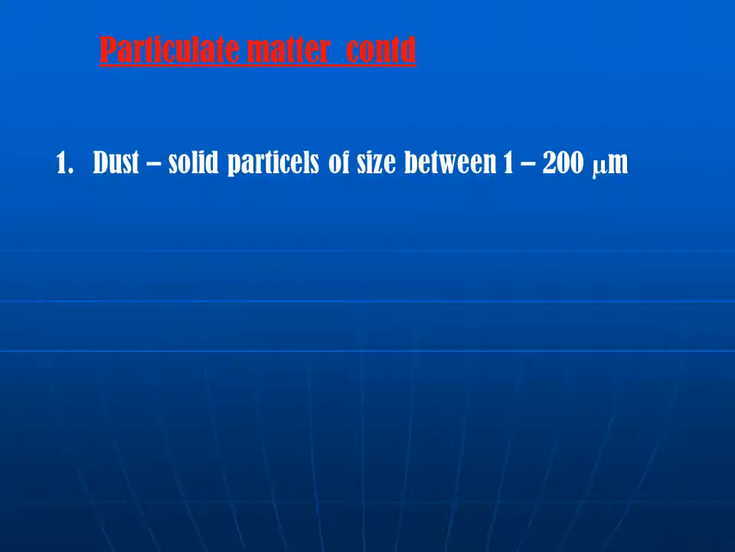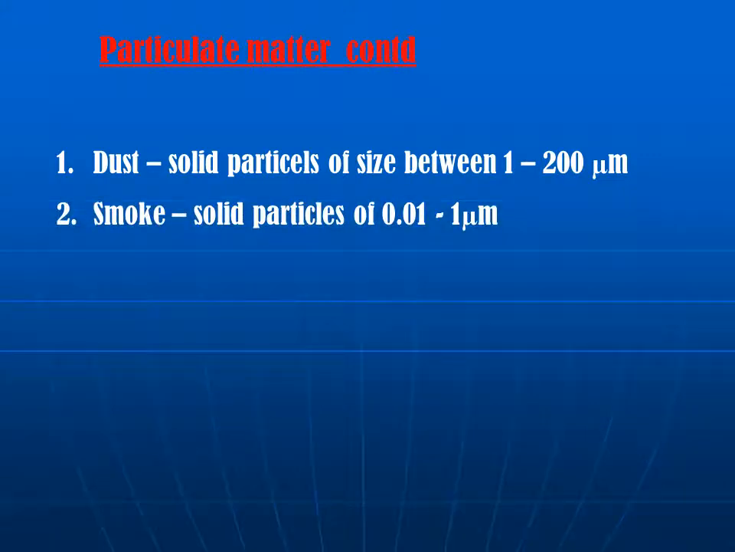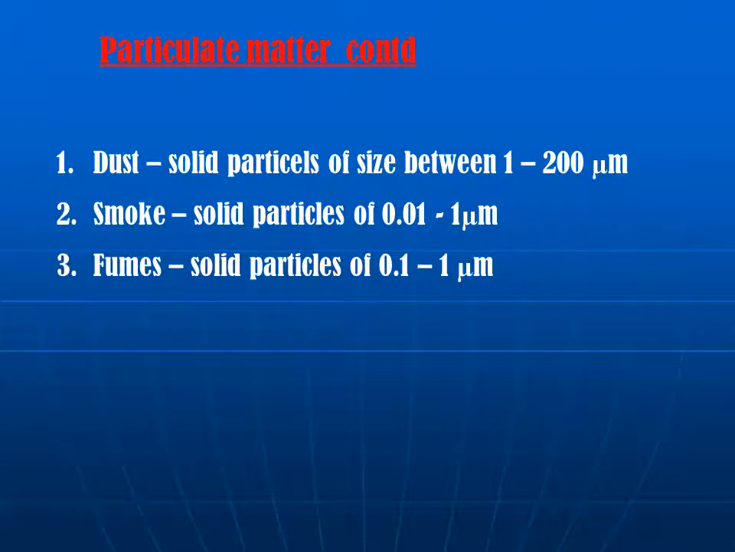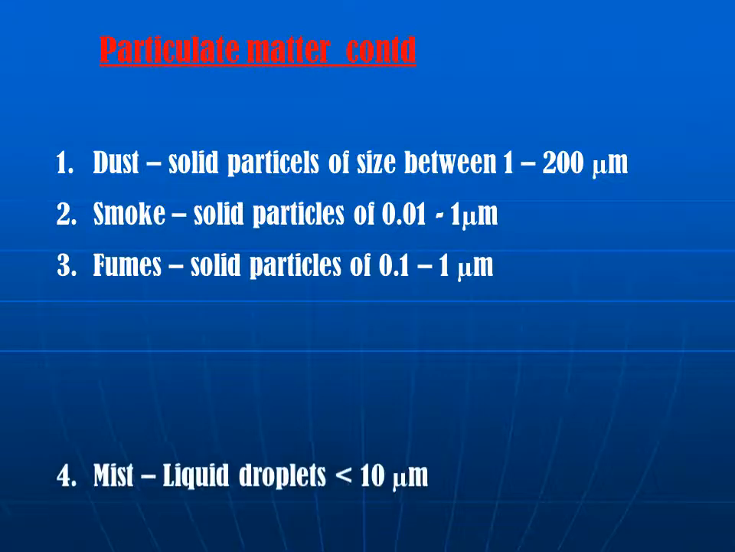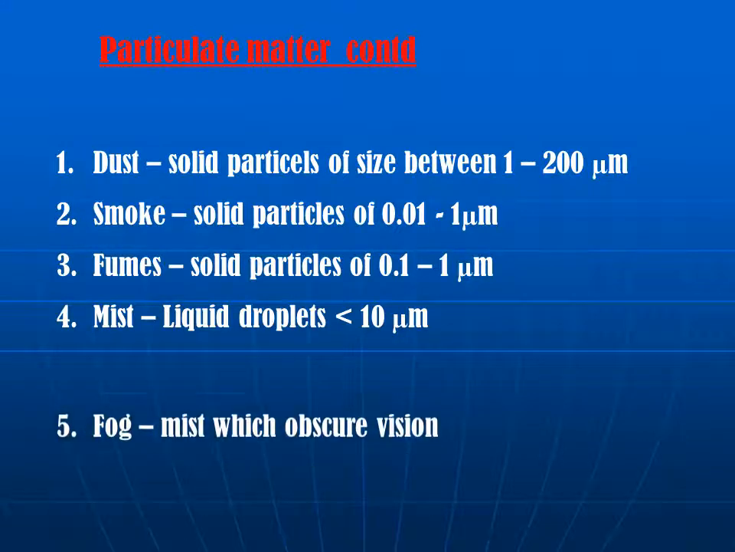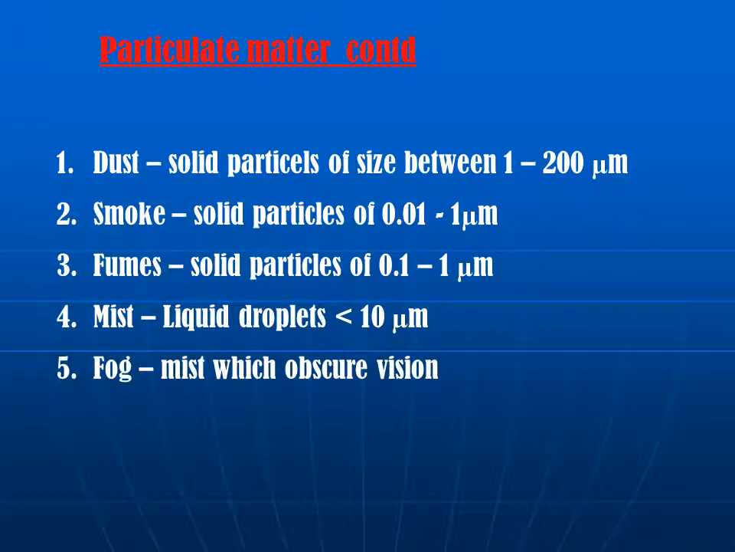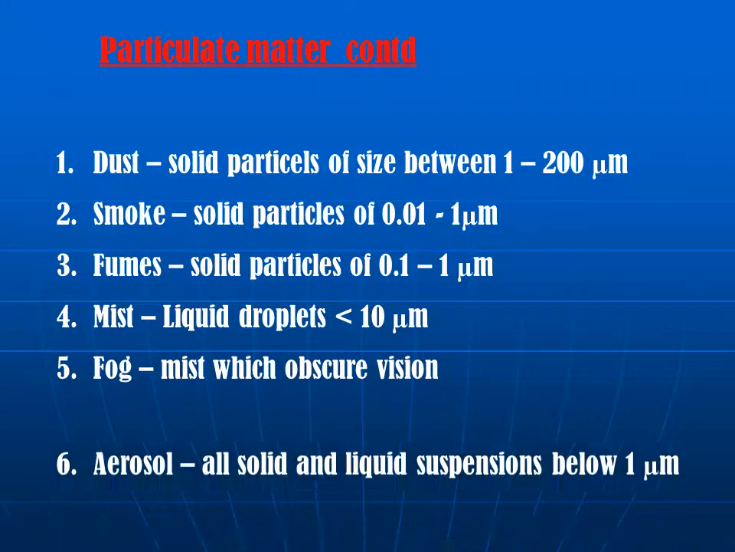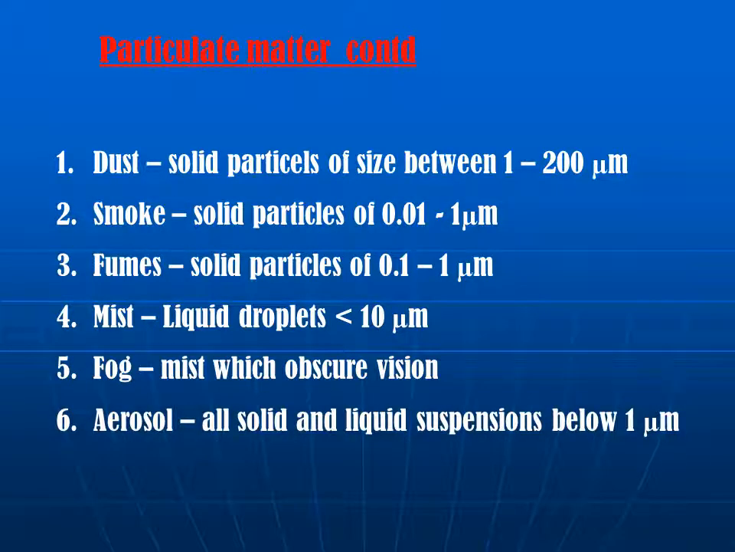The particulate matter mainly includes dust, which are solid particles of size between 1 to 200 micrometer. Smoke, which are solid particles of size between 0.01 to 1 micrometer. Fumes, which are solid particles of size between 0.1 to 1 micrometer. Mist, which are liquid droplets having size less than 10 micrometer. Fog, which is mist which obscures vision. Aerosol, which include all solid and liquid suspensions below 1 micrometer.